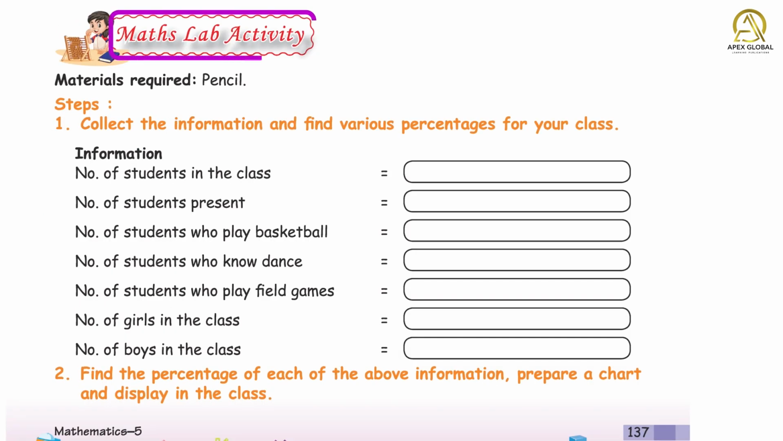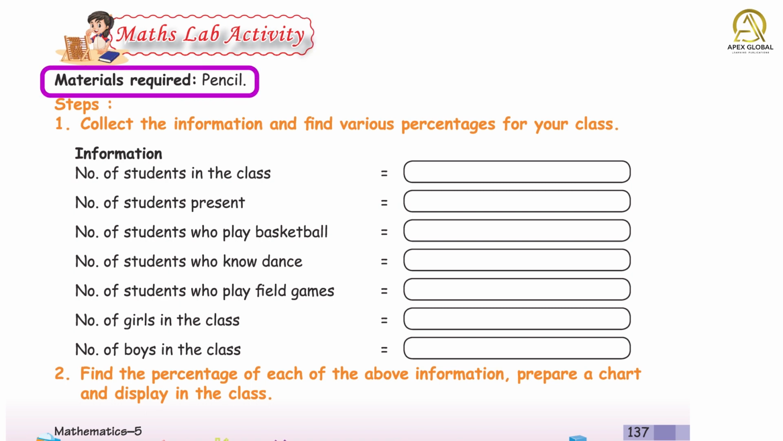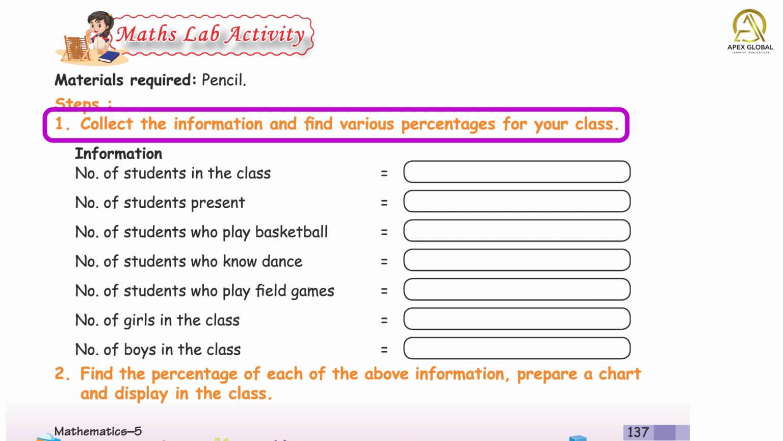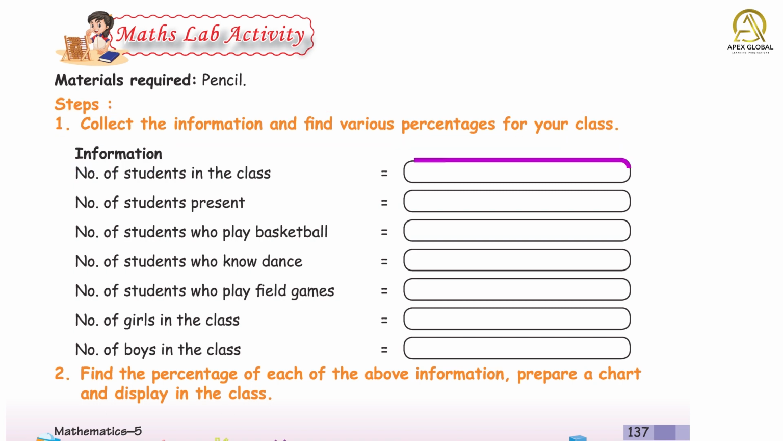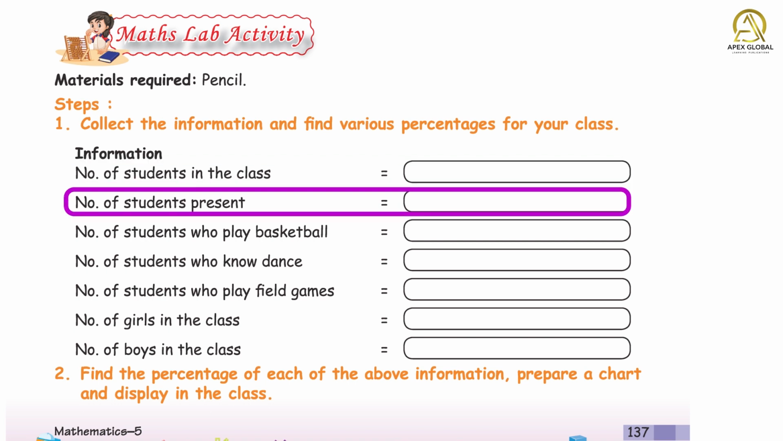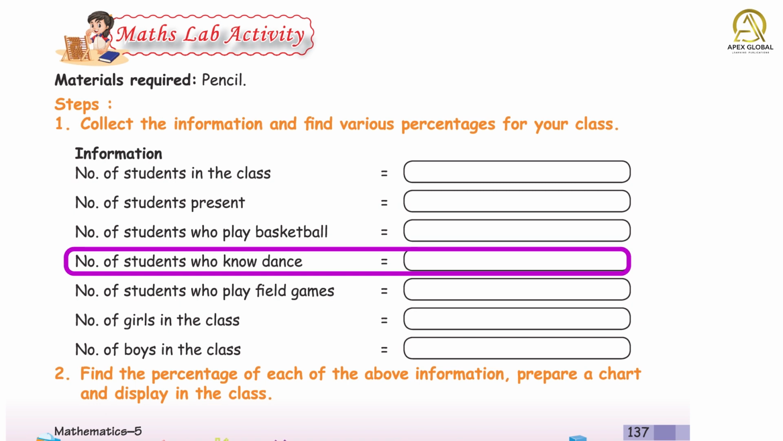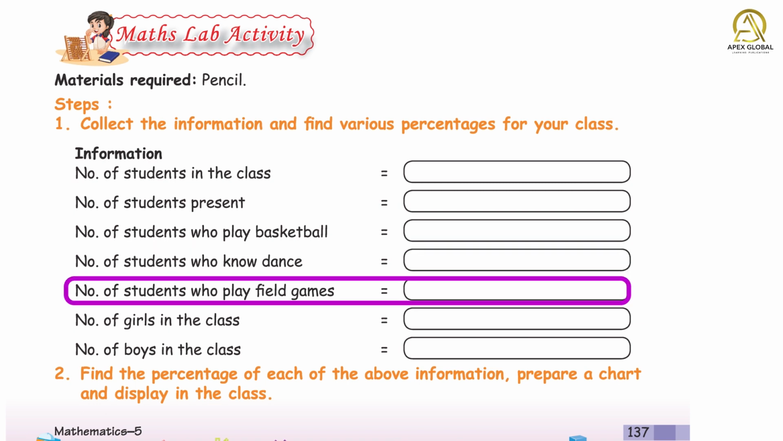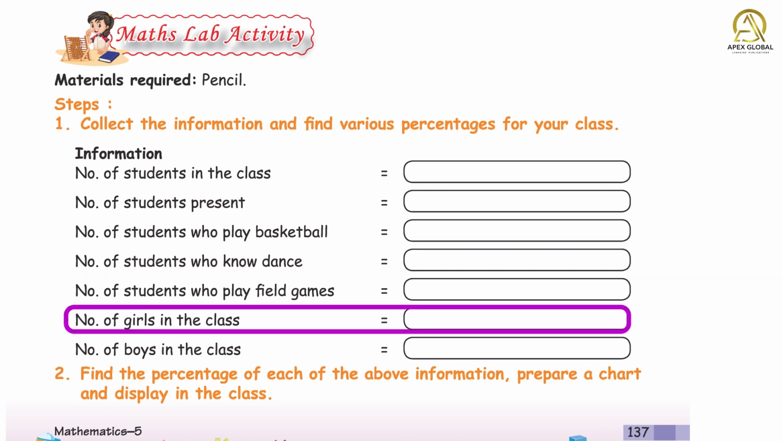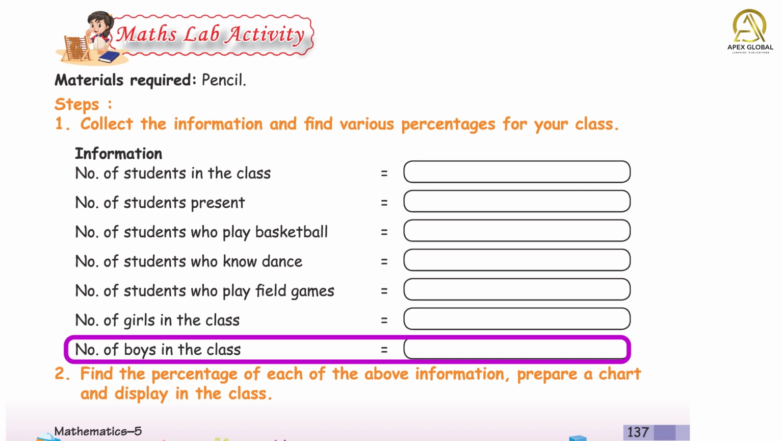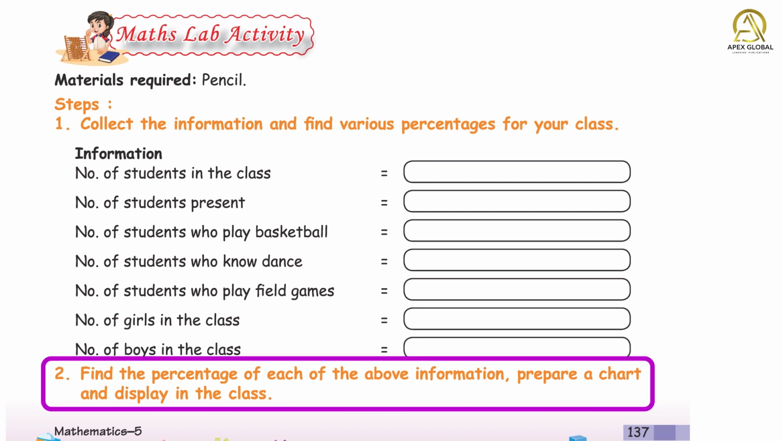Maths lab activity. Materials required: pencil. Steps. 1. Collect the information and find various percentages of your class. Information: number of students in the class, number of students present, number of students who play basketball, number of students who know dance, number of students who play field games, number of girls in the class, number of boys in the class. 2. Find the percentage of each of the above information. Prepare a chart and display in the class.